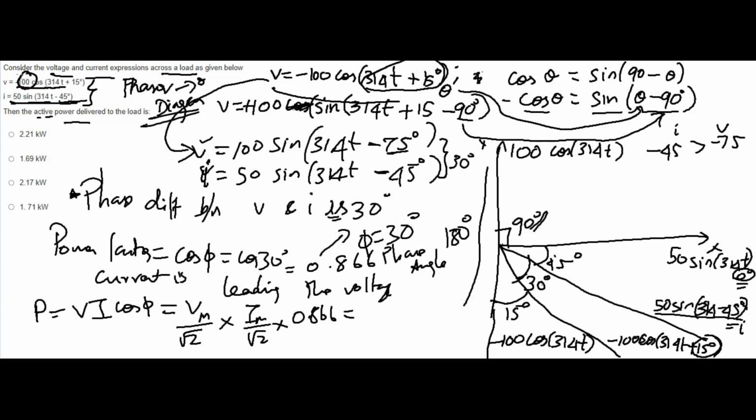You know what the VM is, this is the VM. You should not write V completely. If you get 100 alone, you can take it as V, but you are having 100 into cos also, right? That's why this 100 is represented in the form of VM. Here also 50, if it is completely 50 you can write I, but you are having 50 into sine, so you have to use it as IM. So VM is 100 divided by root 2, into 50 divided by root 2, into 0.866. If you do so, you will get the answer as 2.167 kilowatt. Answer C is the option.